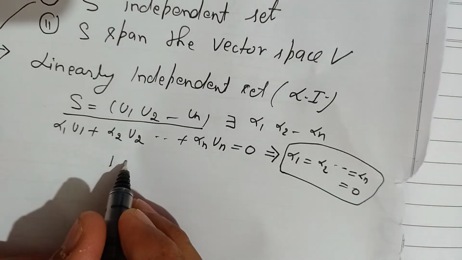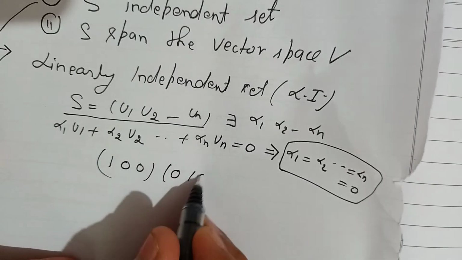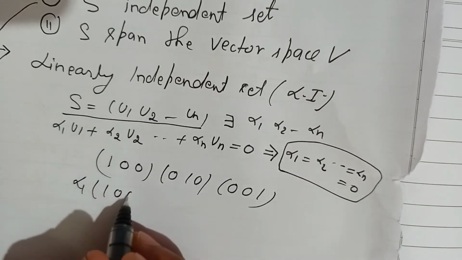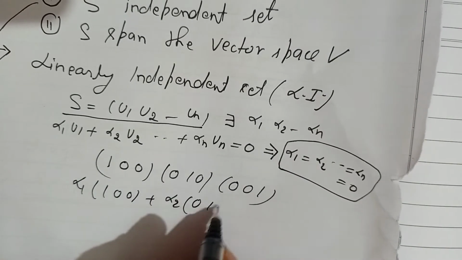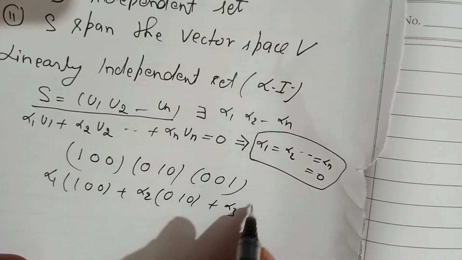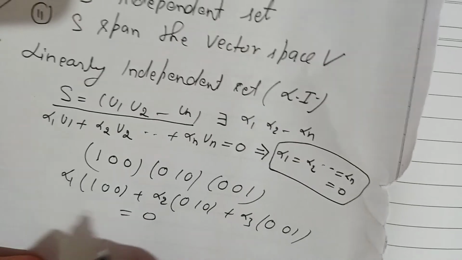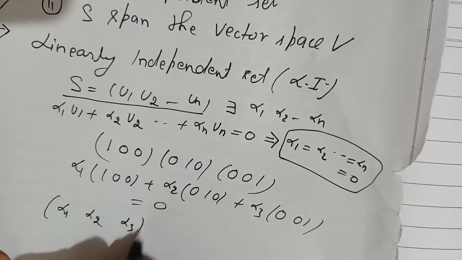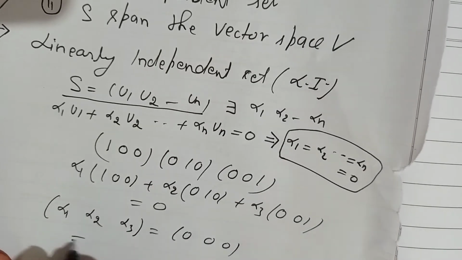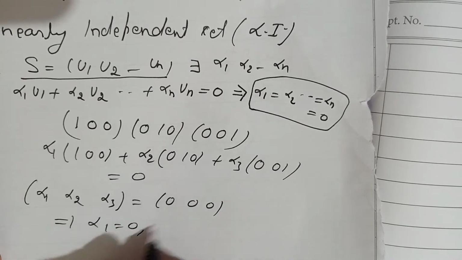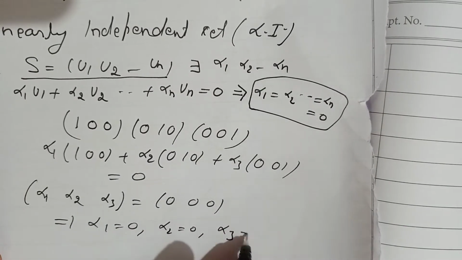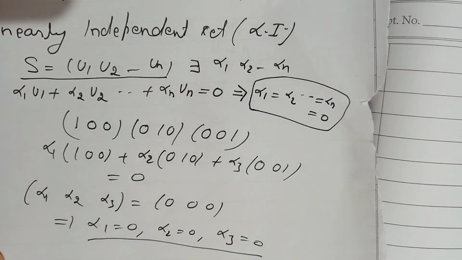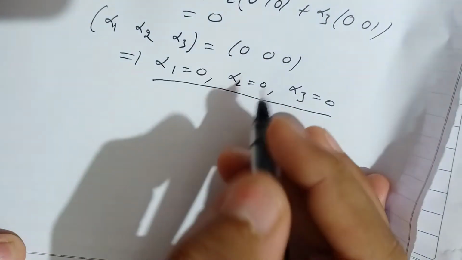See here, (1,0,0), (0,1,0), (0,0,1). If you take alpha 1 (1,0,0) plus alpha 2 (0,1,0) plus alpha 3 (0,0,1) equal to 0, what do we get? We get (alpha 1, alpha 2, alpha 3) equal to (0,0,0), which implies alpha 1 equal to 0, alpha 2 equal to 0, alpha 3 equal to 0. So all the alpha is 0, so this is the linearly independent set. I'll take one more example so it will be clear.